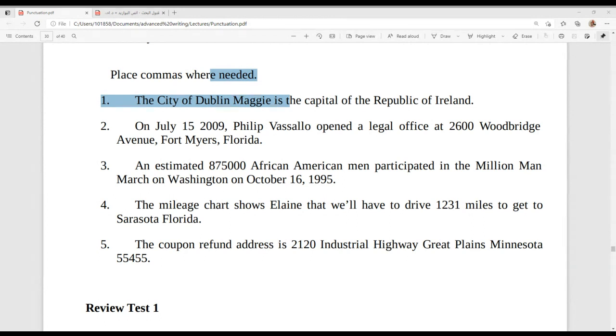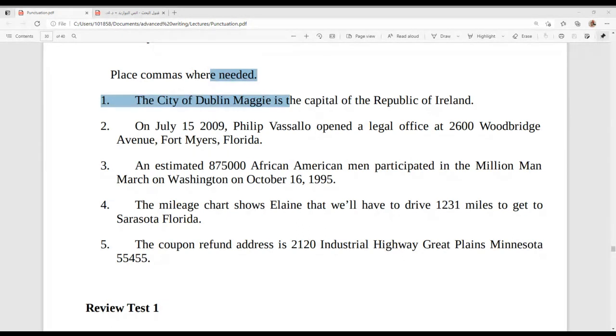The city of Dublin, comma, Ireland, comma, is the capital of the Republic of Ireland. On July 15, 2009, Philip Pacello opened a legal office at 2600 Woodbridge Avenue, Fort Myers, Florida.